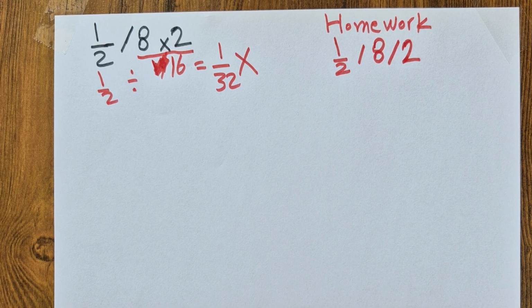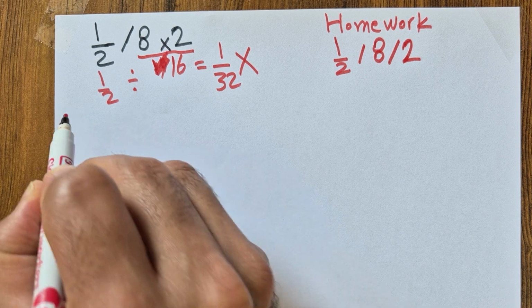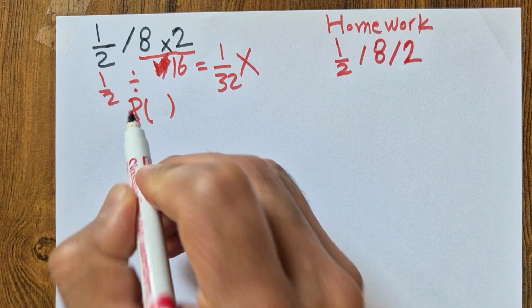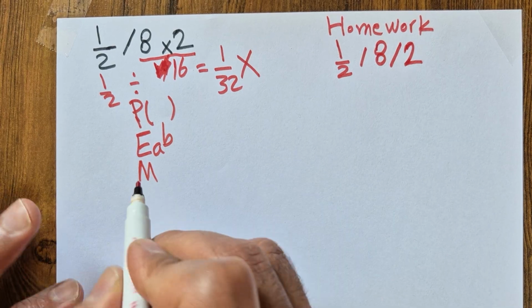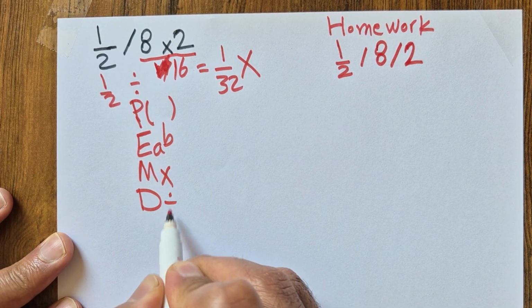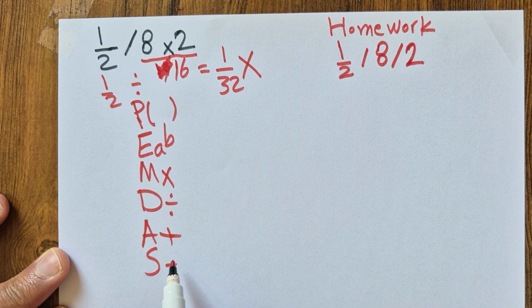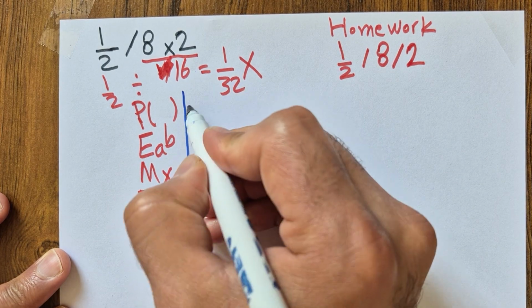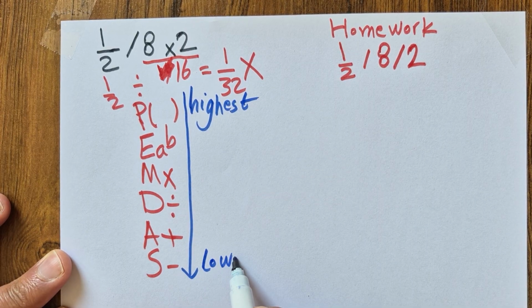But what is the correct order of operations? It is something called PEMDAS. It is an acronym, and it stands for, let's see what it stands for. It stands for P for parentheses, E for exponents, M for multiplication, D for division, A for addition, and finally S for, you tell me, subtraction. And this gives us an arrow of priority from the highest to the lowest priority.